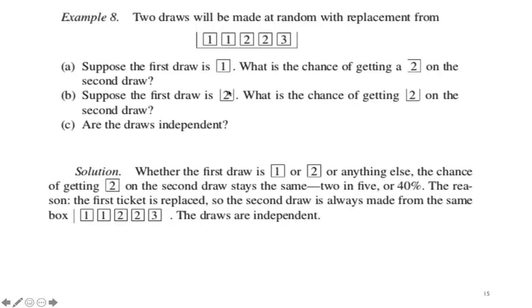Now suppose that the first draw is a 2, and because we're doing this without replacement, we don't put it back. The chance of getting a 2 the second time is 1 out of 4.